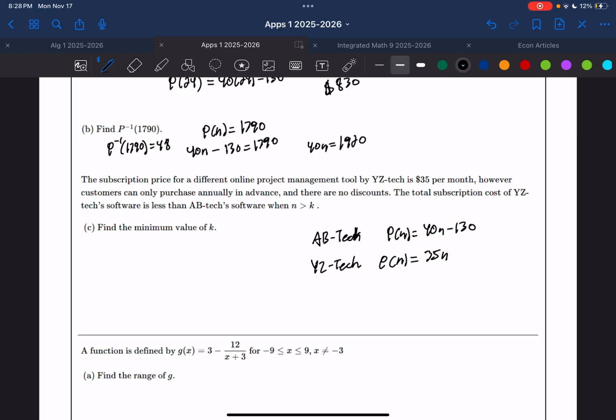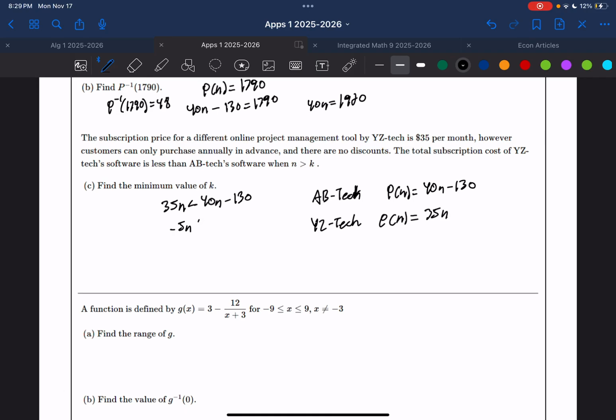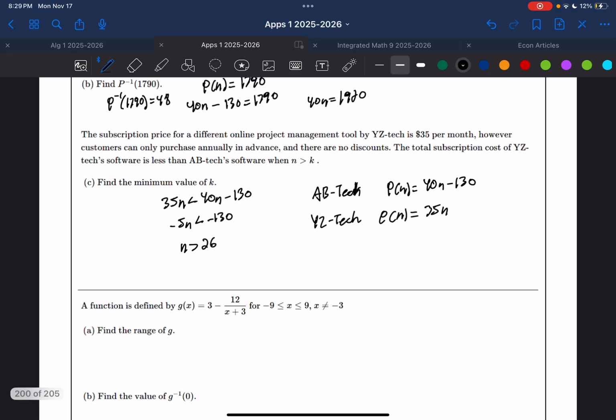So in other words, for what values of n is 35n less than 40n minus 130? If we solve that inequality, we get -5n is less than -130, which means n is going to be greater than 26 if we divide both sides by -5. So the smallest value of k there is going to be 26. It'll take 26 months in order for this brand to be cheaper than this brand.